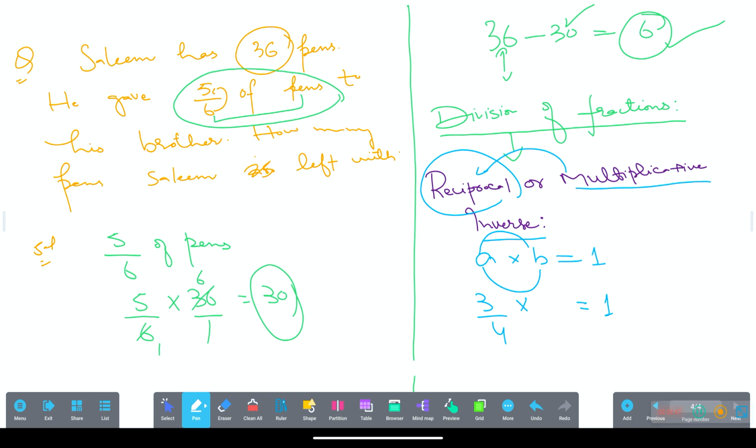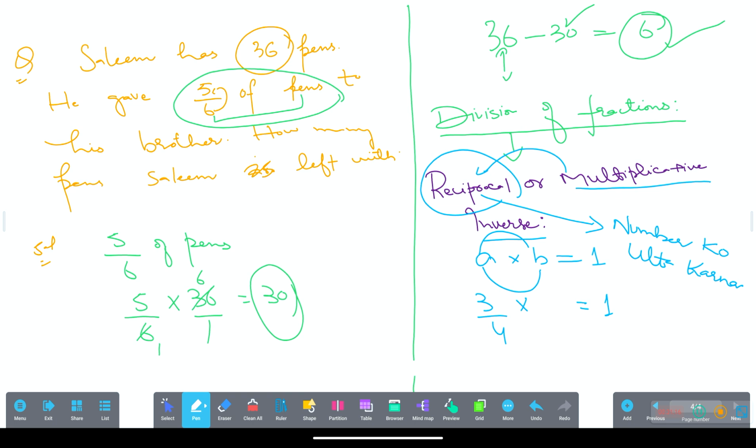Now, how to find the reciprocal? What do you have to do? You have to just invert the numerator and denominator. Numerator और denominator को उल्टा करना. So in short, reciprocal means number को उल्टा करना. So कर लो इस नंबर को उल्टा.